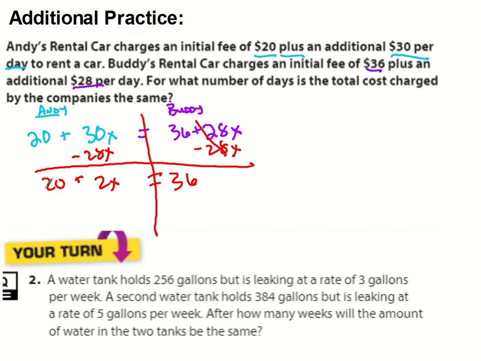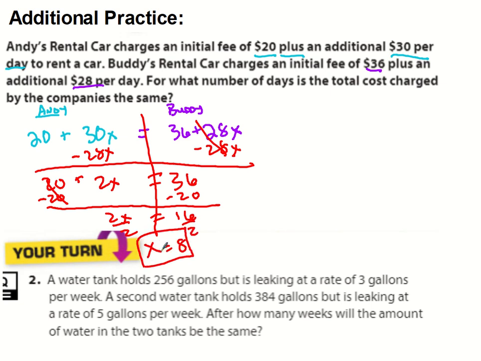I have a two-step equation. Get rid of my constant first by subtracting 20 on both sides. Those go away. I'm left with 2x equals 16. So I've got to divide both sides by 2. And I get x equals 8. So after 8 days, if I rented a car from either company, they're the exact same cost.